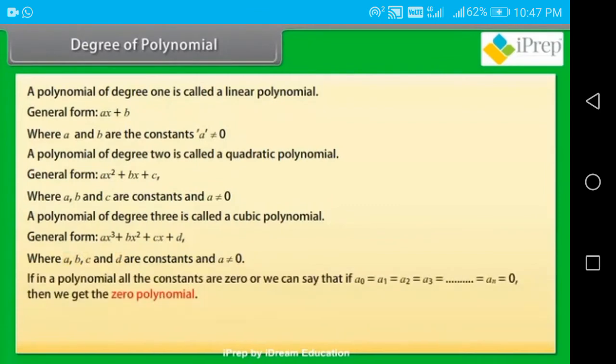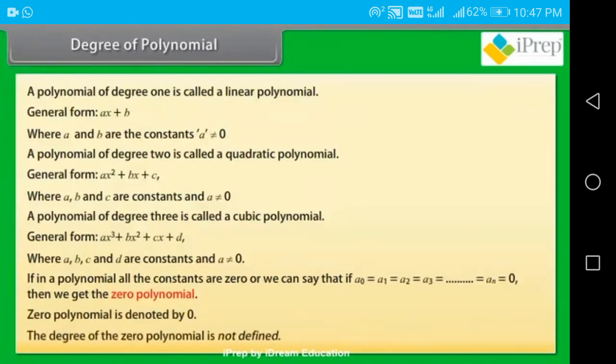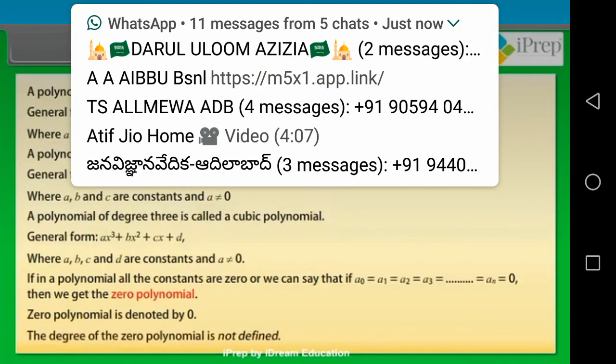If in a polynomial all the constants are 0, or we can say that if a0 is equal to a1, is equal to a2, is equal to a3, is equal to so on, is equal to an, is equal to 0, then we get the 0 polynomial. The 0 polynomial is denoted by 0. The degree of the 0 polynomial is not defined.